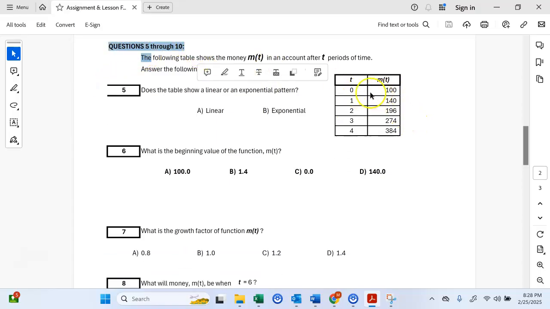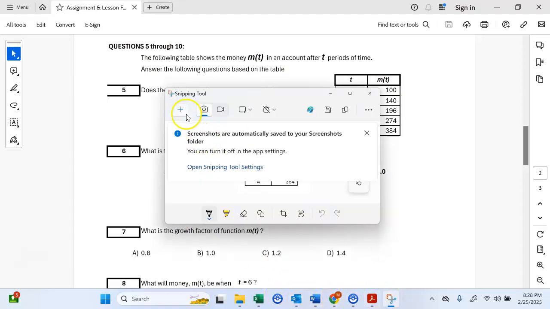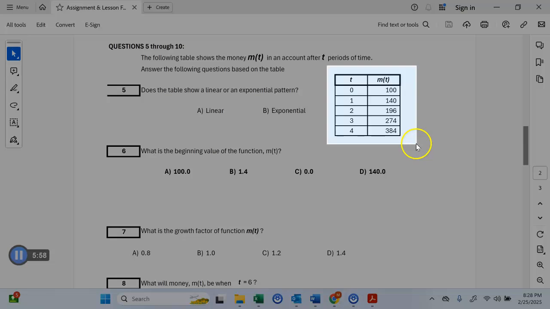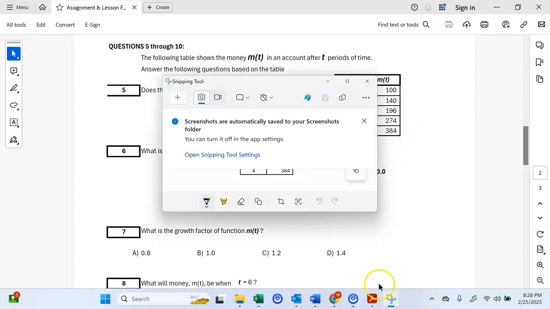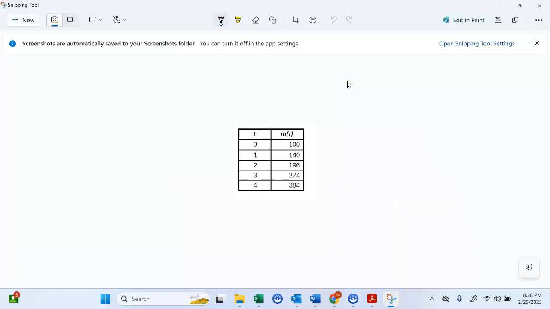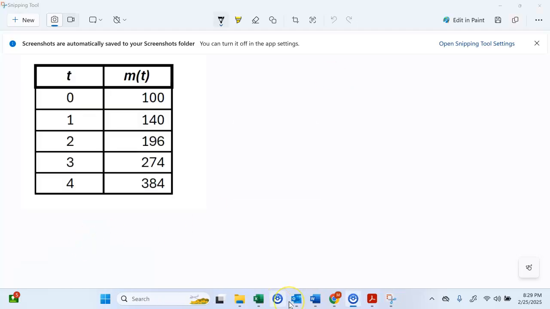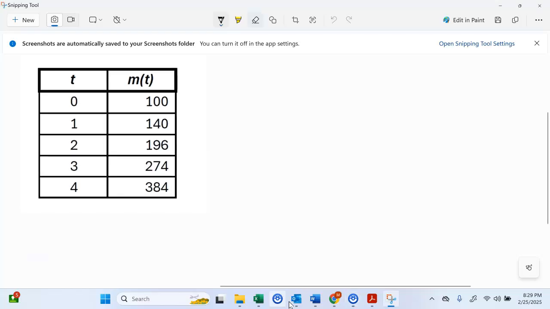All right, so first we've got a table here, and it's asking us whether it's a linear or exponential pattern. Well, we just got done doing that. I'll go ahead and try and see what you think, and then I'll go ahead and explain. I'll show you how to do it. Okay, first we can try to see if it is linear. So is it linear? Does it increase by addition?